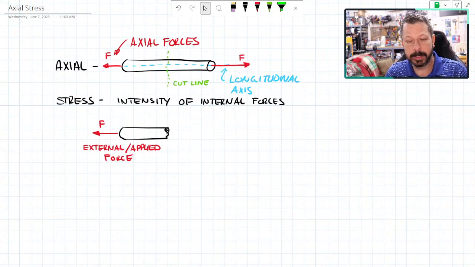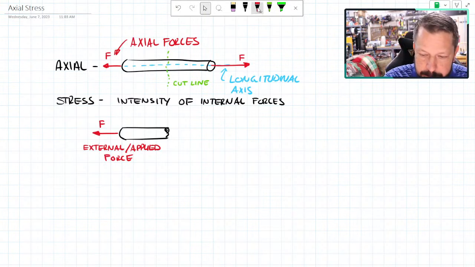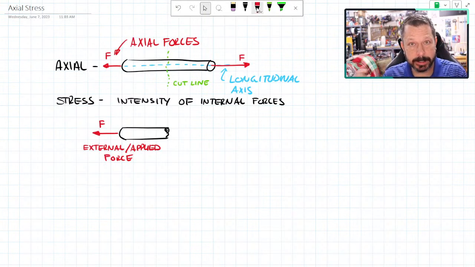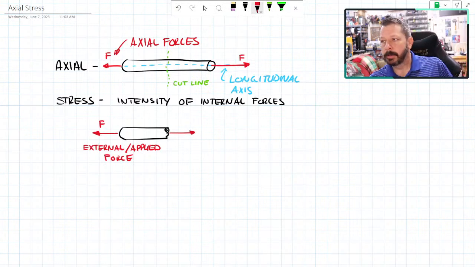If I look at the whole rod, then it's balanced, it's in equilibrium, and it's just sitting there being stretched. But this left-hand side, if I draw the free body diagram this way, then it's actually accelerating off to the left. So I know that's not true. So what I have to do is say, well, there must be some internal force over here that is balancing out that external force.